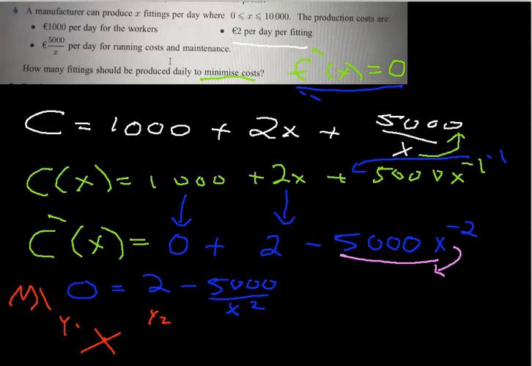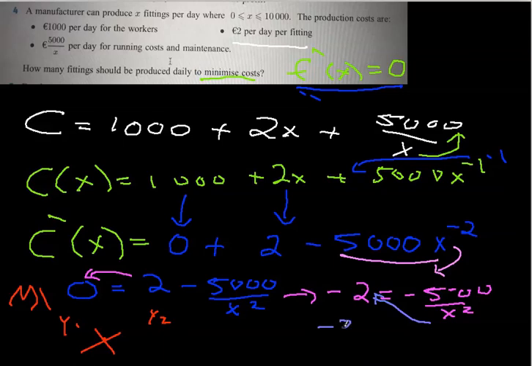But we can do algebra for those who want to do that. So what I would do is move this 2 onto the other side. That becomes negative, so I have negative 2 is equal to minus 5,000 over x squared. Now I'm going to move this x squared up and across. So I have minus 2 x squared is equal to minus 5,000.